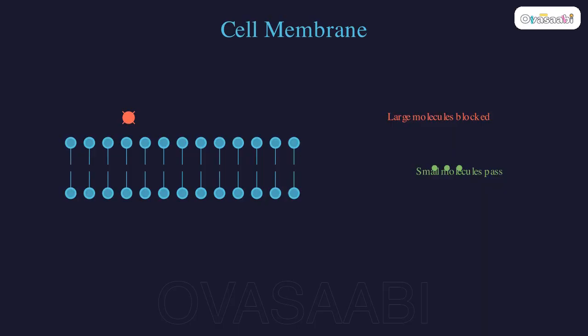The cell membrane is selectively permeable. It controls which substances enter and leave the cell. Small molecules like water pass through, but larger molecules are blocked or transported actively.